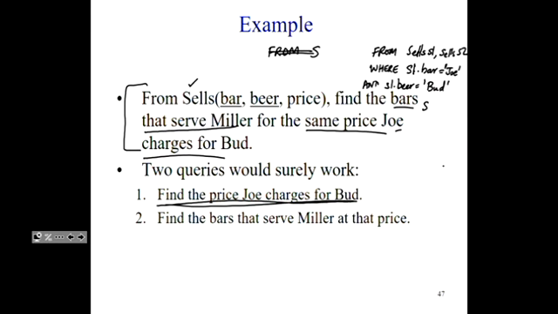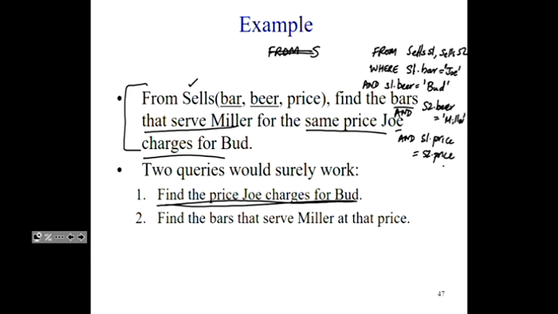Absolutely. And S2 dot beer equals Miller, and S1 dot price is equal to S2 dot price. Okay, so does this make sense to you all? If there's someone this doesn't make sense to, raise your hand now. So I'll give you a short explanation. Why does this make sense?